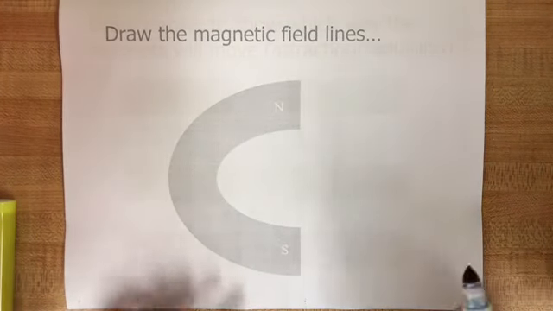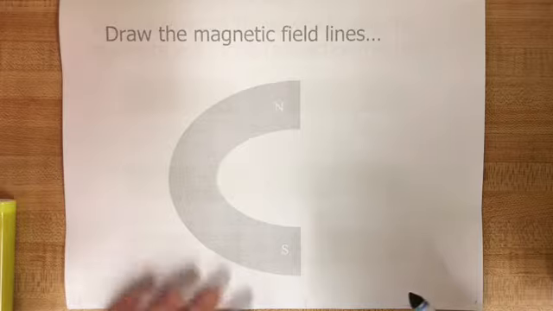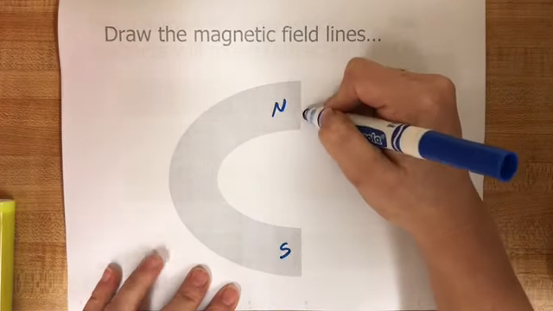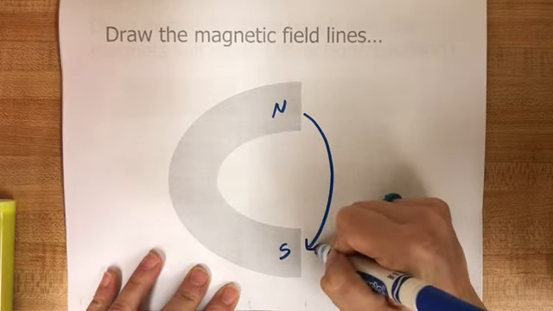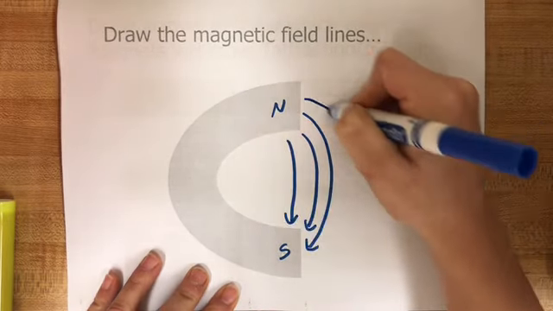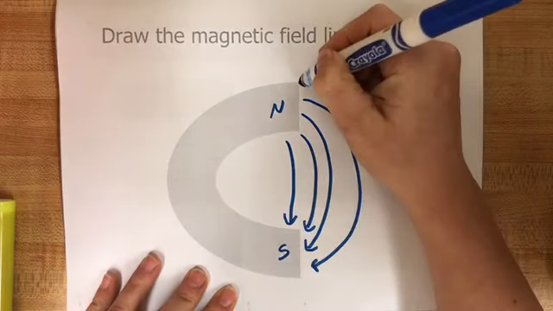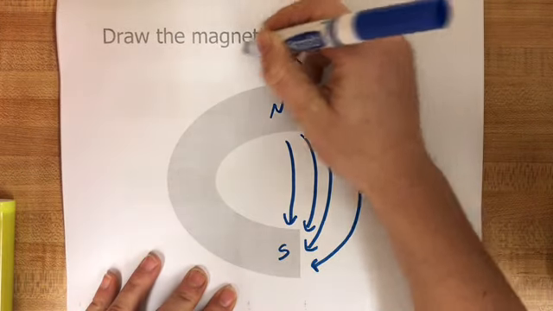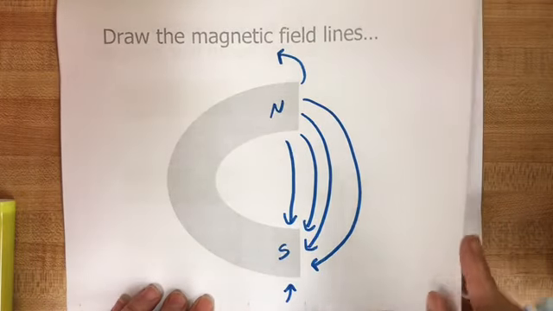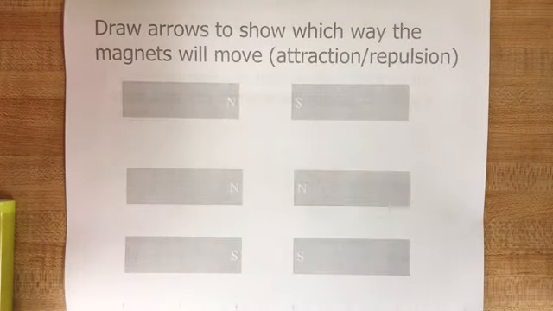This is called a horseshoe magnet. Same thing's going to happen. You have a north end and a south end. So again, from the north to the south. North, south, north, south. And then you are going to have some that are going to go all the way around it and come back like that.